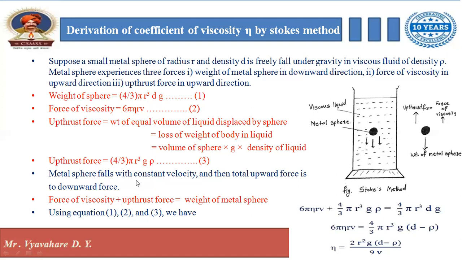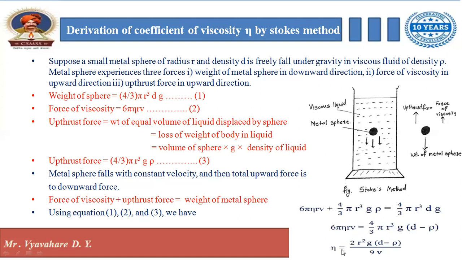The metal sphere falls with constant velocity, so the total upward force is equal to the downward force. So the force of viscosity plus the upthrust force is equal to the weight of the metal sphere. Using these three equations, we get 6 pi eta r v plus 4 by 3 pi r cube g rho is equal to 4 by 3 pi r cube d g. So like this we can calculate.